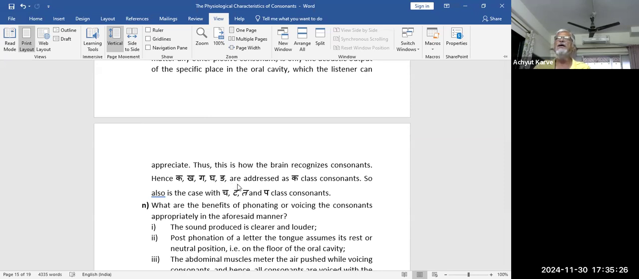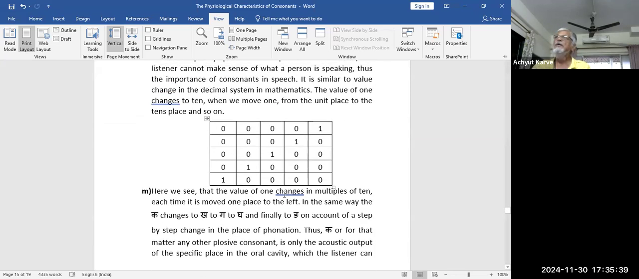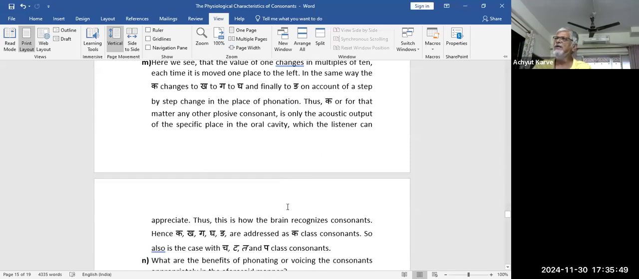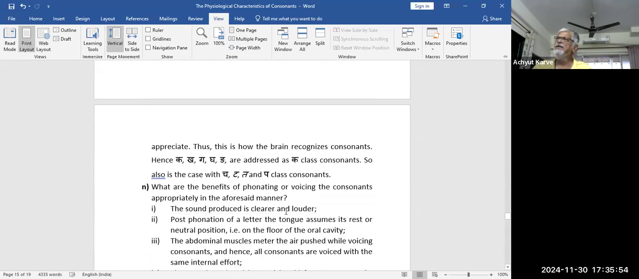Hence, ka, kha, ga, gha, nga are addressed as the ka class of consonants. Cha, chha, ja, jha, nya are addressed as the cha class because they are all chas. As in the above case, all are ones. Only the place has changed. So here we can club them as a single symbol. So cha, chha, ja, jha, nya is a class by itself. So this is what Indians have done: they have clubbed ka, kha, ga, gha, nga as a class, cha, chha, ja, jha, nya as a class, ta, tha, da, dha, na as a class.